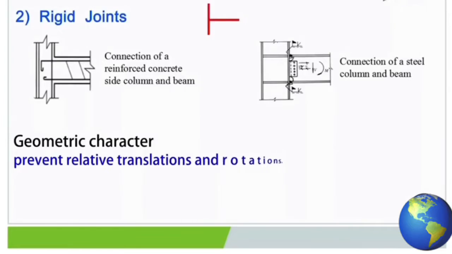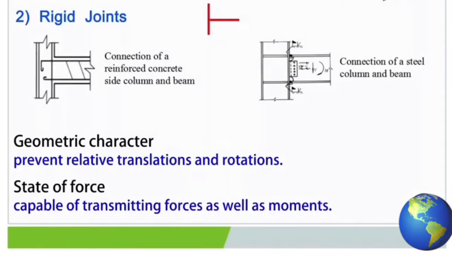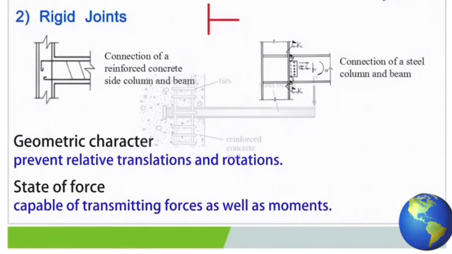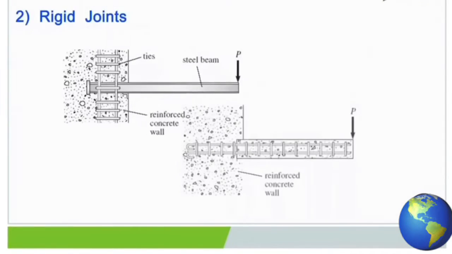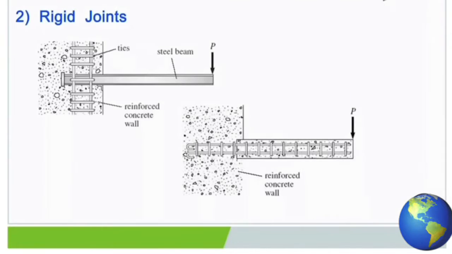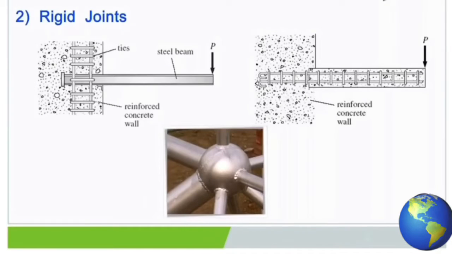Geometric character. A rigid joint could prevent relative translations and rotations. Its state of force is that a rigid joint is capable of transmitting forces as well as moments. Look at this figure. The connection of the steel beam and the reinforced concrete wall. The connection of the reinforced concrete beam and wall. The connection of these steel members. They all could be simplified as rigid joints.